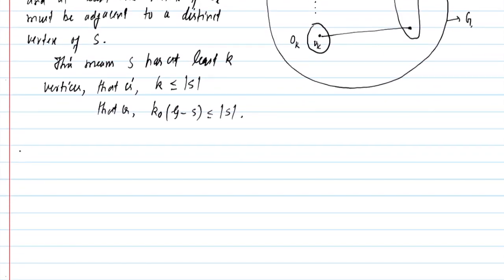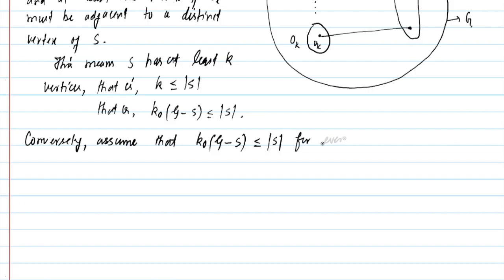Now let's take up the converse part. So now conversely, assume that the number of odd components in G minus S is less or equal to order of S for every S contained in the vertex set of G. We shall show that G has a perfect matching.